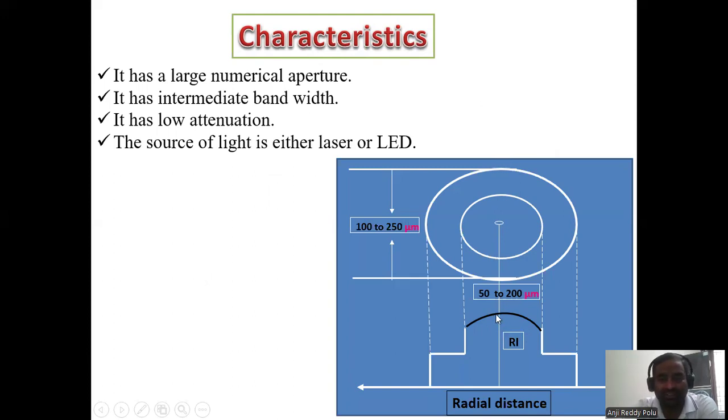But here the refractive index is not uniform. It is maximum at the optical fiber axis, and when we move from the axis towards the core-cladding interface, it gradually decreases. That's why we are getting a curve here. It has a large numerical aperture.